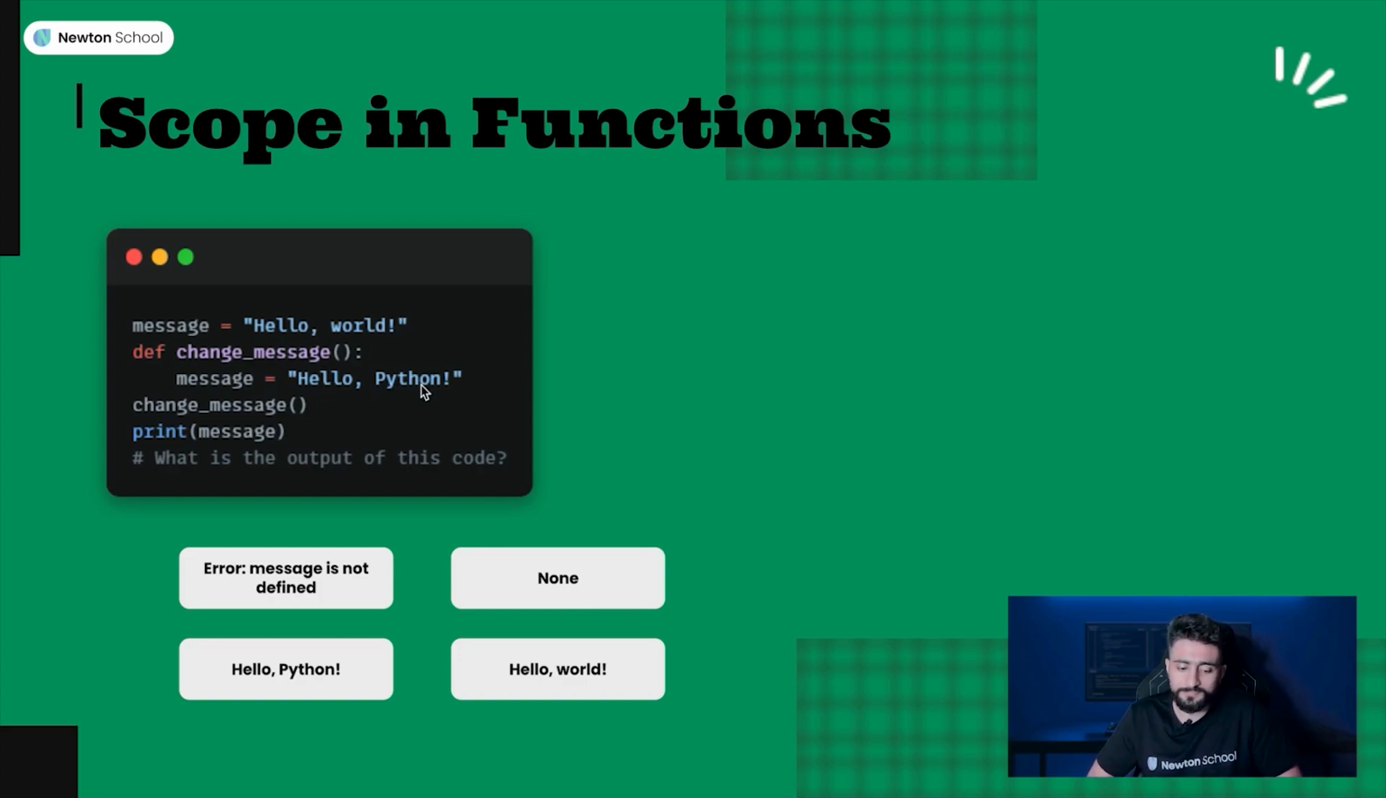Let's see. It will be hello world, because whatever you change in the function will remain in the scope of the function itself. That value will not be impacted outside. We have changed the value of message inside the function call. That message was in the scope of the function itself. That will not change the outer variable message, right?